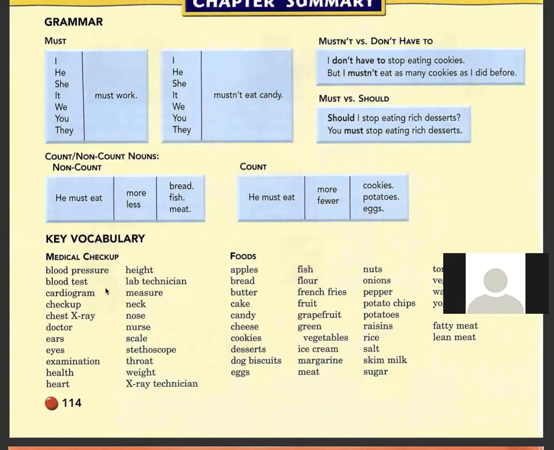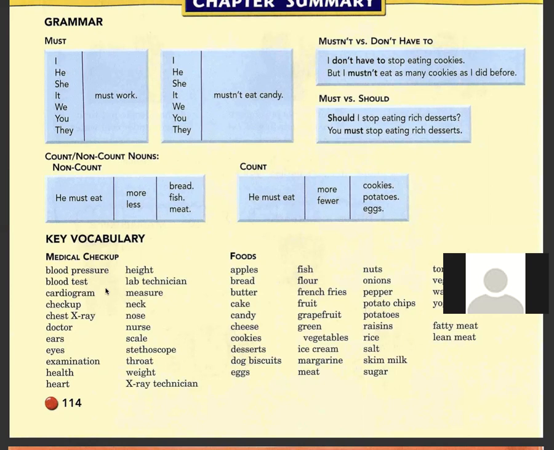I mustn't eat candy. He mustn't eat candy. She mustn't eat candy. It mustn't eat candy. We mustn't eat candy. You mustn't eat candy. They mustn't eat candy.